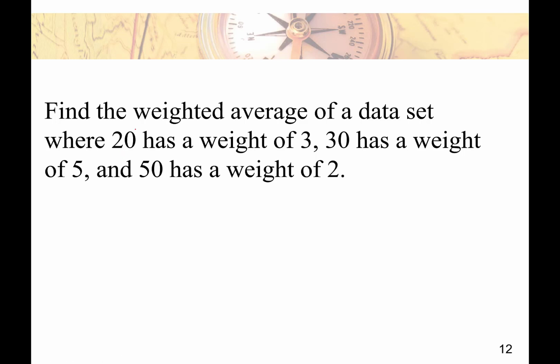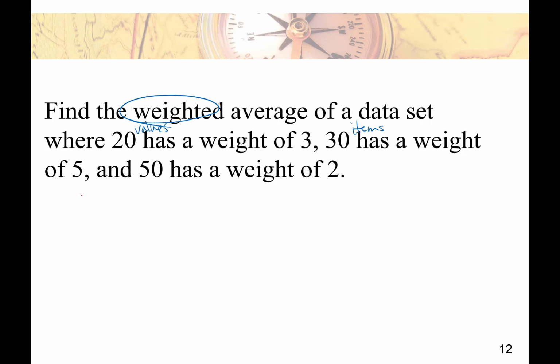It just means 20 items weigh 3, 30 items, I guess item's a better word. 30 of the items weigh 5, we'll just call it pounds, and 50 weigh 2 pounds. And the question is, find the overall average. Now, it uses this word weighted because some of them are weighted 3 pounds, some are weighted 5 pounds, and some are weighted 2 pounds. And so let me show you how we're going to work this.